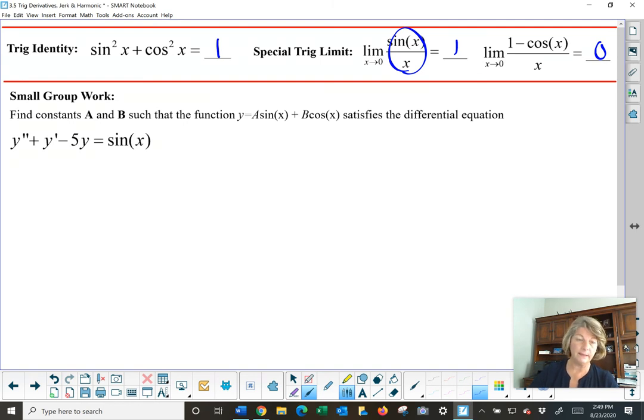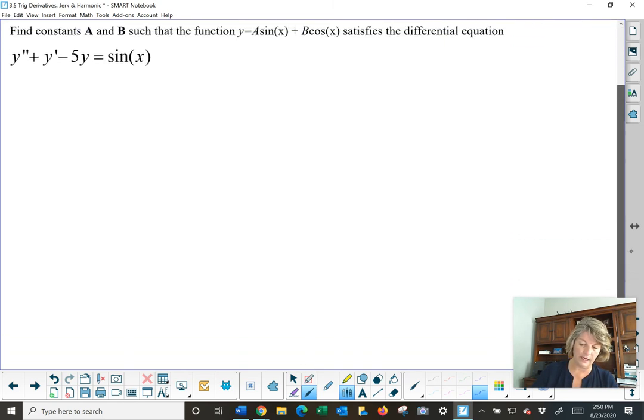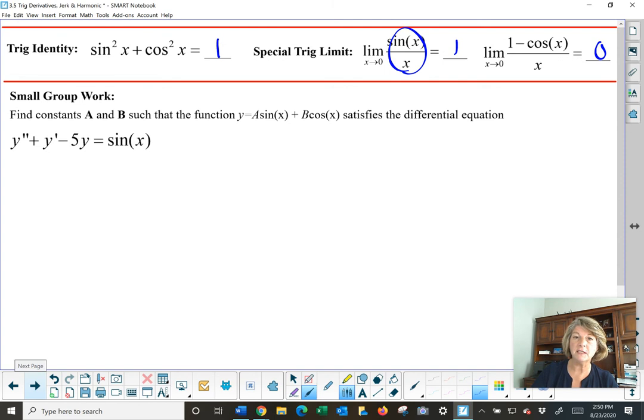Find constants a and b such that the function y equals a sine x plus b cosine x satisfies the differential equation. I think I'm going to let you work on that one, and I'm going to make a separate video on that since this is getting long.